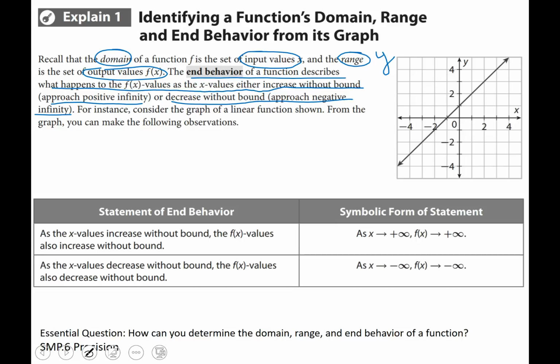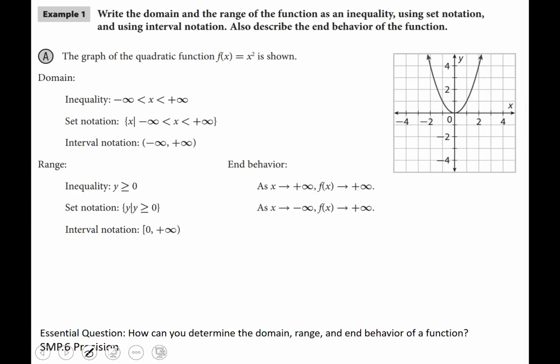From the graph, you can make the following observations. As the graph increases without bound, so the x values go this way, we notice that the y values, because of the arrow on it, keep going up. So as the x values go to positive infinity, the y values go to positive infinity. As the x values decrease, so as the x values go this way, notice your y values are also going down. So as x decreases to negative infinity, f of x, or the y values, also decrease to negative infinity.